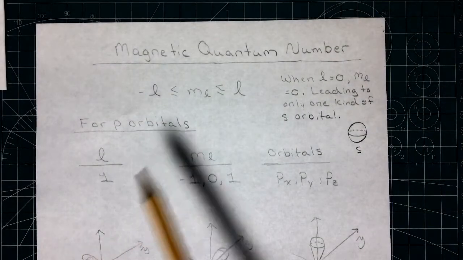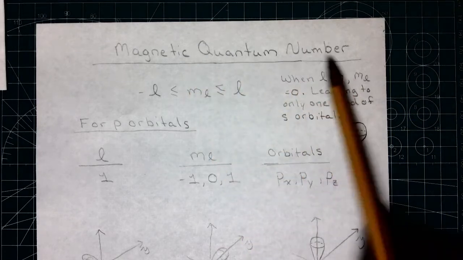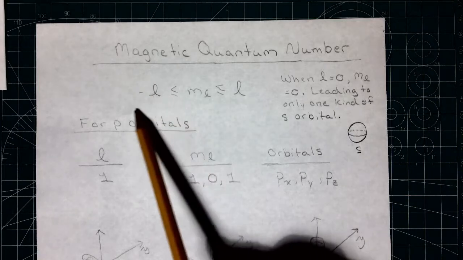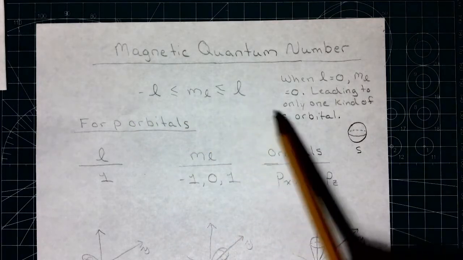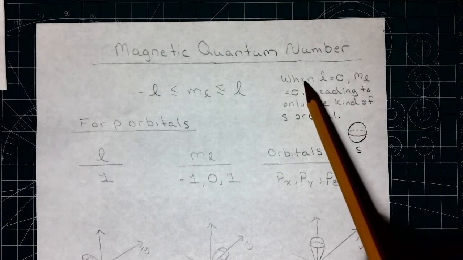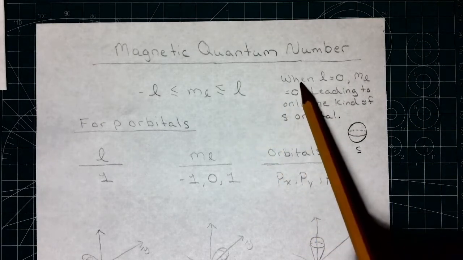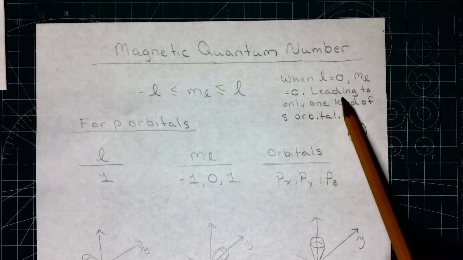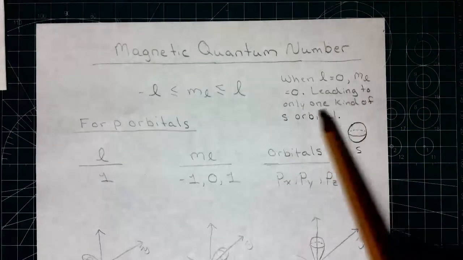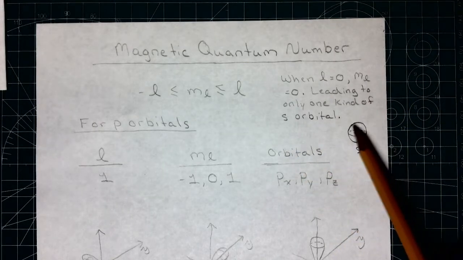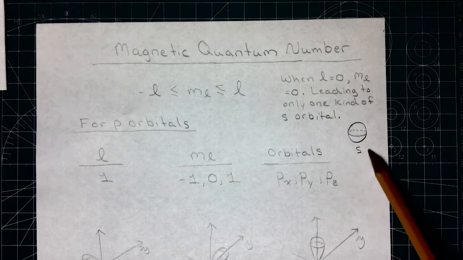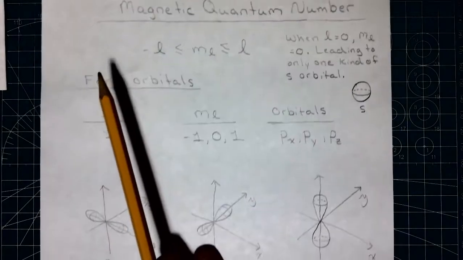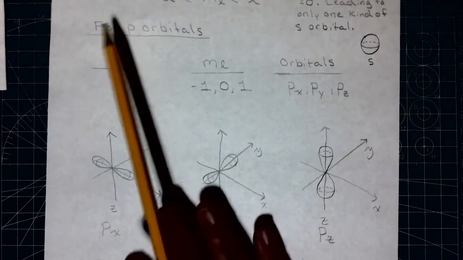Okay, so let's talk a bit about the magnetic quantum number. So m sub L is going to take on values between negative L and positive L. So let's think about the first case where we have L equals 0. When L is equal to 0, m sub L is also going to equal 0. And this is going to lead us to only having one kind of s orbital. So we just have this s orbital right here that's a sphere. And I'm going to come back to this in just a moment after we talk about the p orbitals.